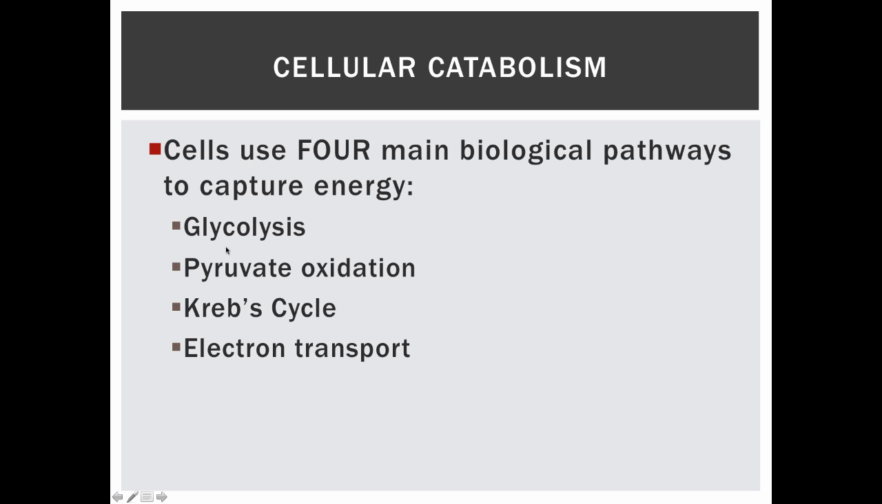Glycolysis is the initial breakdown of sugar. Pyruvate oxidation is kind of an intermediate or prep step. The Krebs cycle is the continuation of the sugar breakdown, and electron transport is actually sort of the payoff phase where we really see all of the energy that was stored in that sugar molecule get converted into usable energy by the cell.